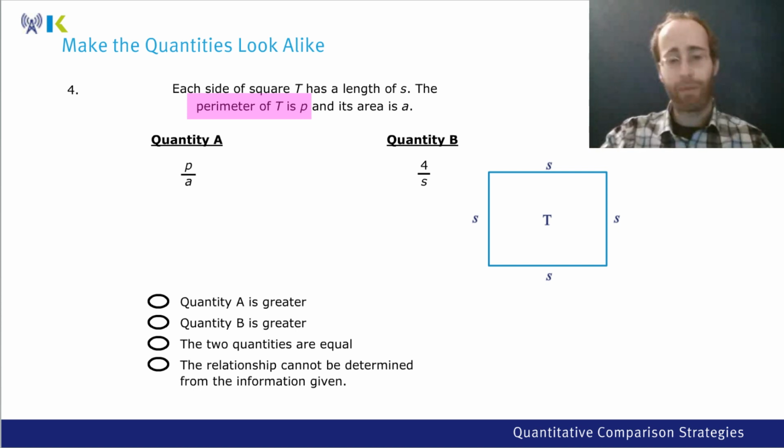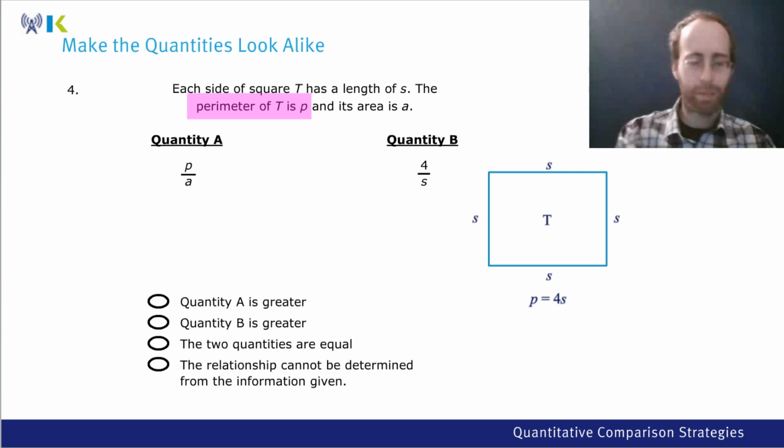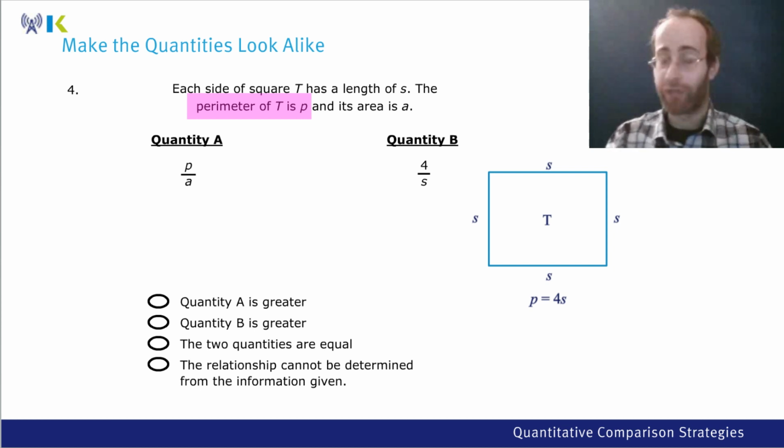So this time we have four sides. Each one of them has a length of s. So it's s plus s plus s plus s, or just 4s is the perimeter. So we have actually two ways of writing the perimeter. We can say the perimeter is P because that's what the question said, or we can say it's 4s because we can figure that out.